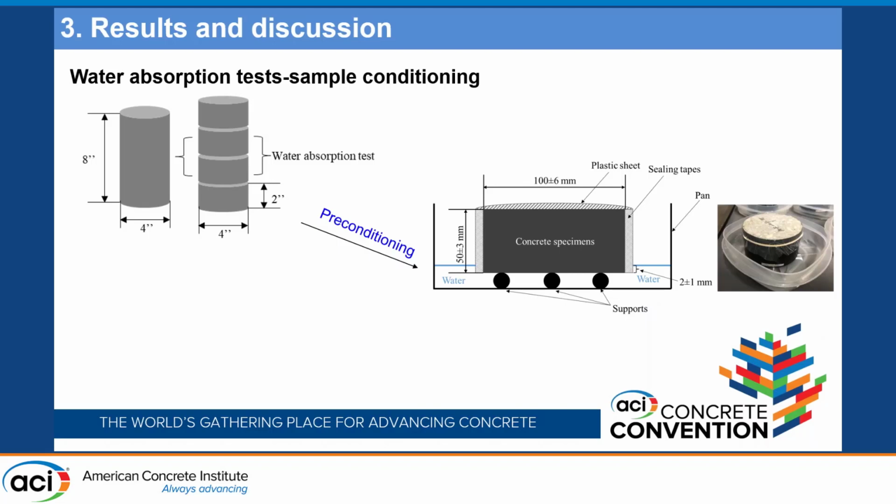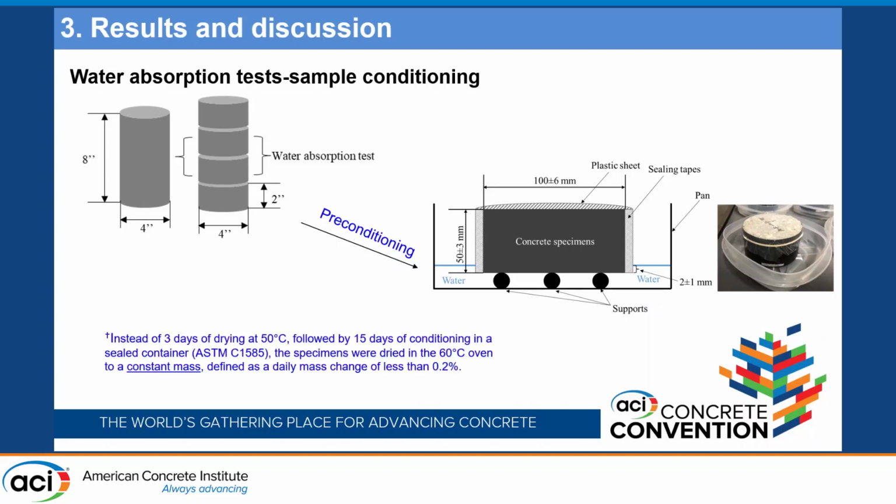So that's how the specimen looks like. We modified the procedure a little bit. The ASTM standard asks you to dry the specimens at 50 degrees and then follow it by 15 days of conditioning in a sealed container. But we repeatedly found out that you don't get the linear behavior during the absorption process, the amount of water absorbed versus square root of time. And that's actually a requirement. You have to have an R-square value of about 0.98 or 98% for the test to be valid.